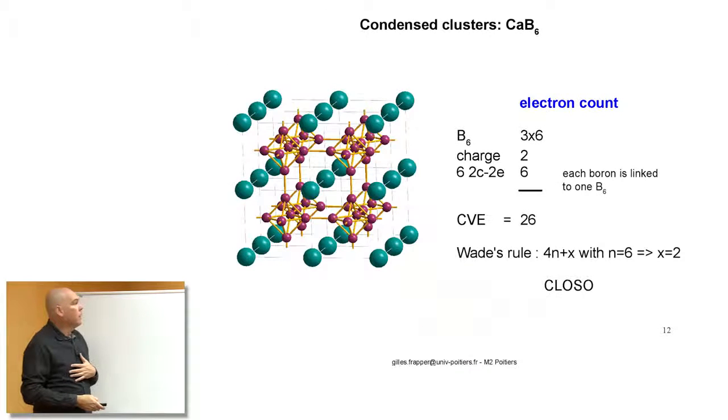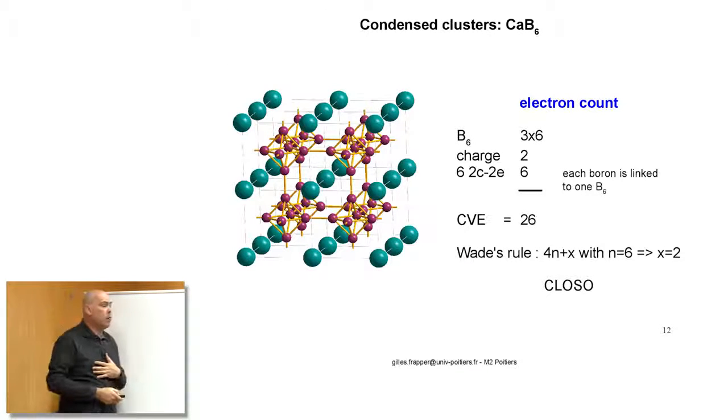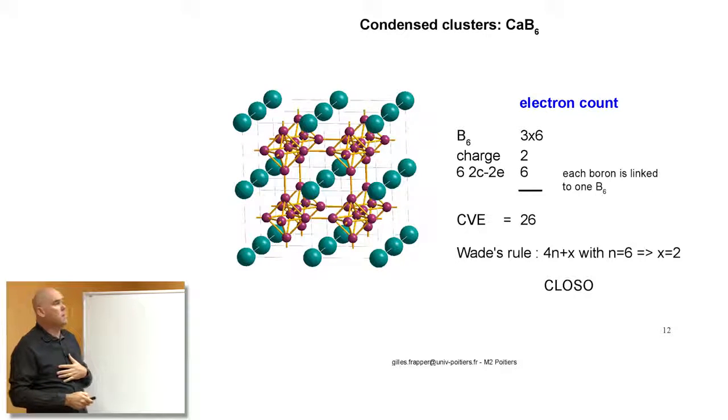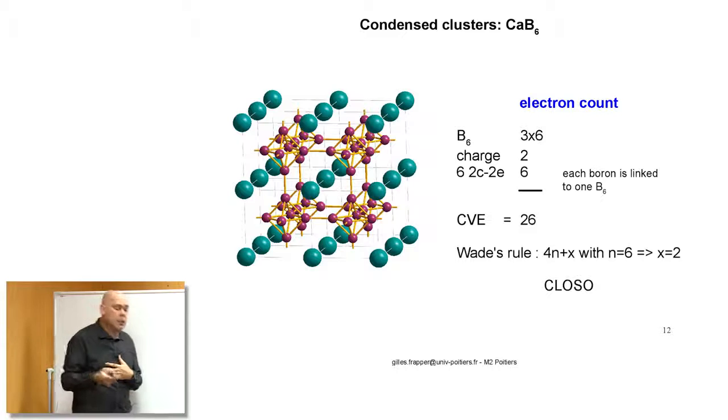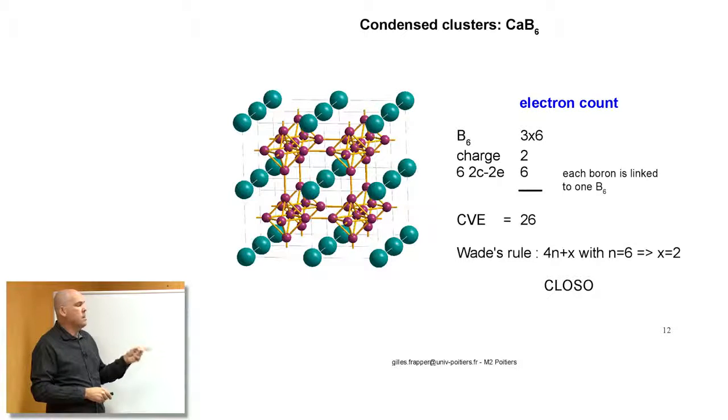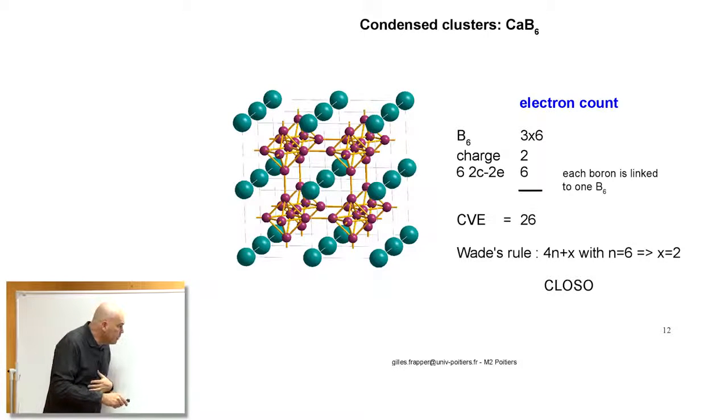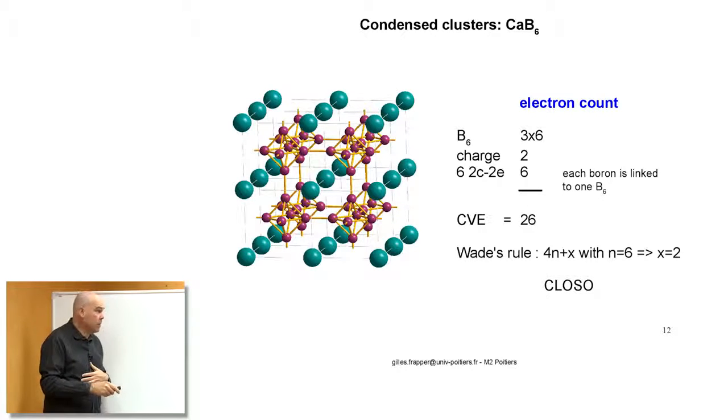Okay? So let's take now a solid state compound. So calcium B6, a well-known calcium B6. So if you look carefully, of course you have calcium atoms. So if you use the Zintl-Klemm concept, you should have Ca2+ formally. So you will have B6 2-. Look carefully here, you see you have octahedron B6 in this network. B6 octahedron. So we have to count the electrons.